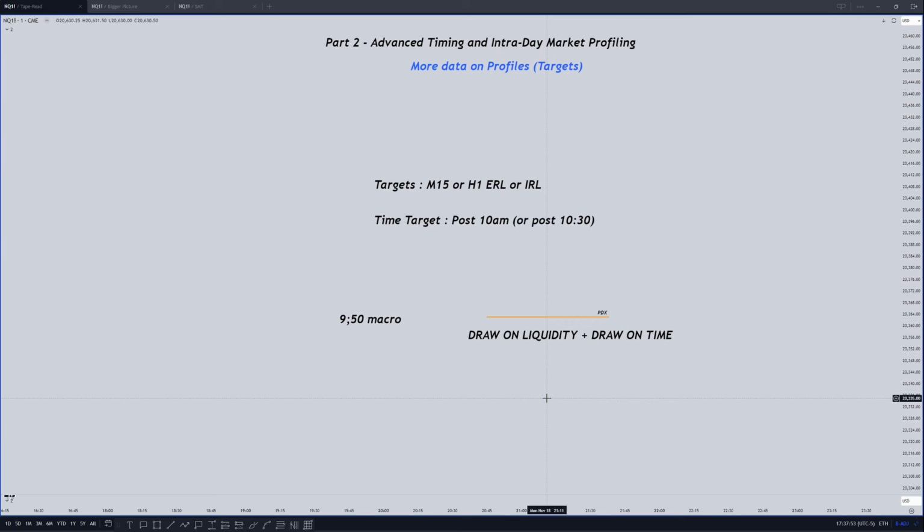And everything after that, in my mind, is extra. So it's got to be both. It's not just one. It's not just because the draw on liquidity is met that we're going to end. Obviously, there's nothing wrong with that. We can take partials on draw on liquidity, and that's perfectly fine.